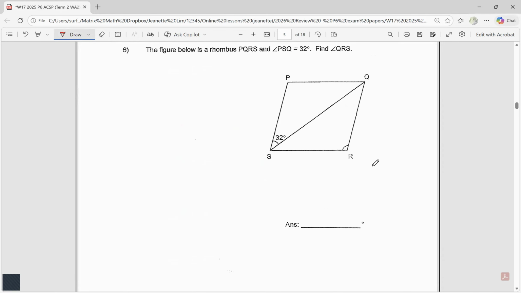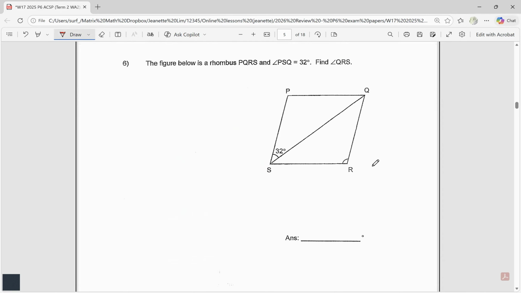Question 6. The figure below is a rhombus PQRS, and you have this angle 32 degrees. Find QRS, which is this marked angle over here. So for a rhombus, you have 4 equal sides, which may or may not be useful for the question, but just mark it out. And then you have 2 pairs of parallel lines. Double arrow to indicate the second pair.